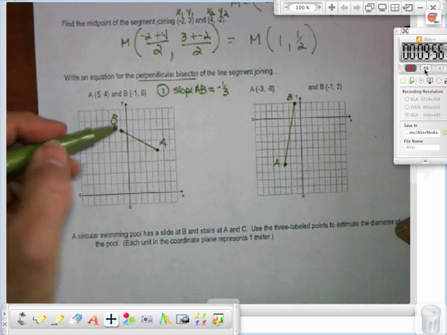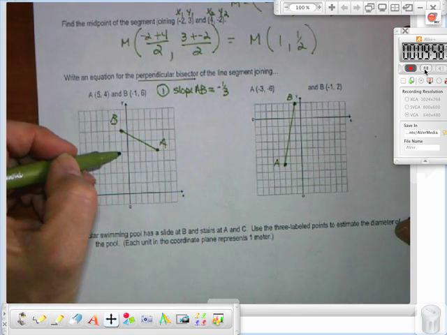You could look at it like this too. You went down to negative 2 over 6.